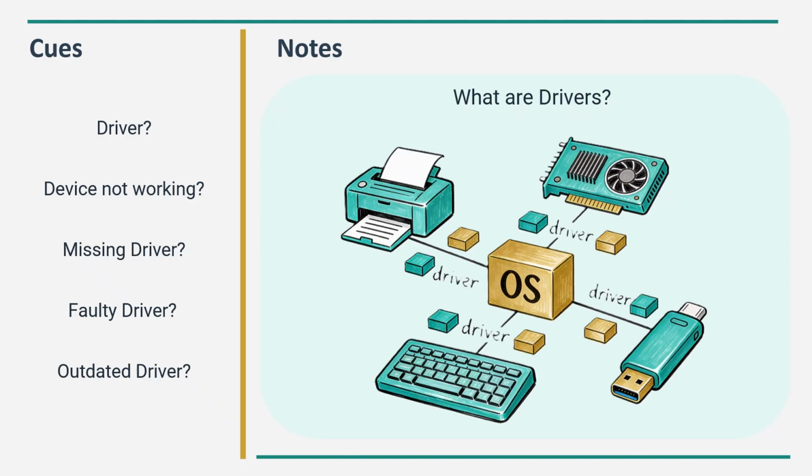A driver is a small piece of system software that allows the operating system to communicate with specific hardware devices. Without the correct driver, the OS may not be able to use the device properly or at all. Examples include printer drivers, graphic card drivers, sound card drivers, and network card drivers. In question 4, if you see that a device is not working, even though it is connected, one typical cause is a missing, faulty, or outdated driver.